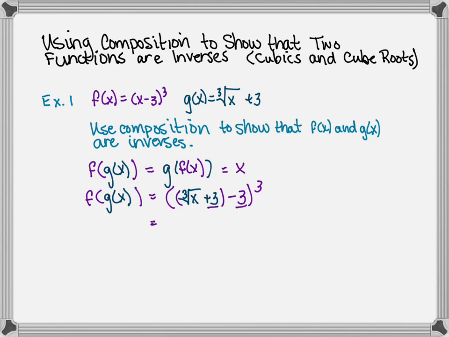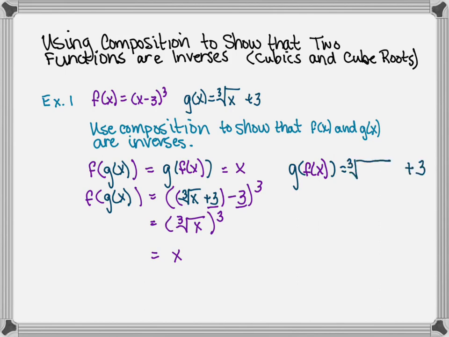So the 3 and the negative 3 will cancel out and become a 0. And I'm left with the cube root of x, quantity cubed. And since cube rooting and cubing are inverse operations, we're left with x. Okay, so we're halfway there. We do need to double check the other way, g of f of x. So let's find g of f of x.